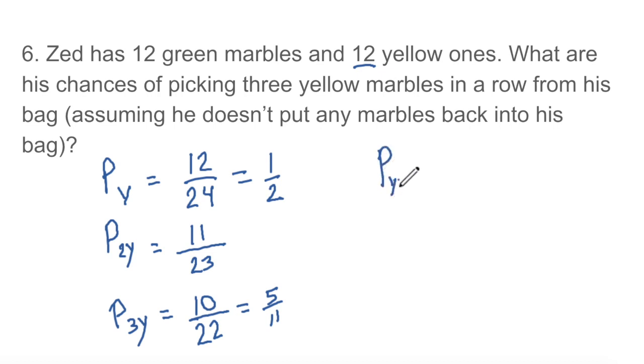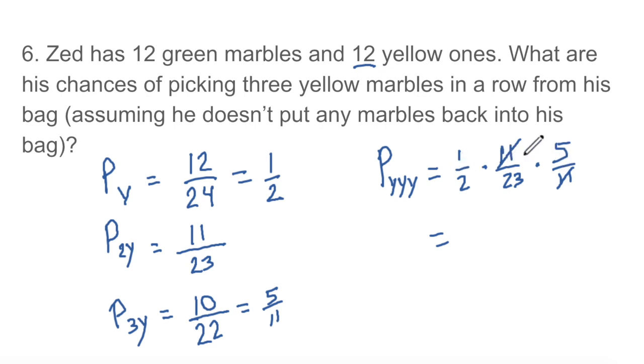Probability of yellow, yellow, yellow is equal to 1/2 times 11 over 23 times 5 over 11. So we just have to multiply those three together. And let's see, this can be simplified some because these two 11s, we can cancel them out, right? We have an 11 on top and an 11 on bottom.